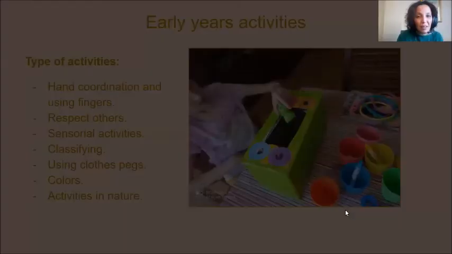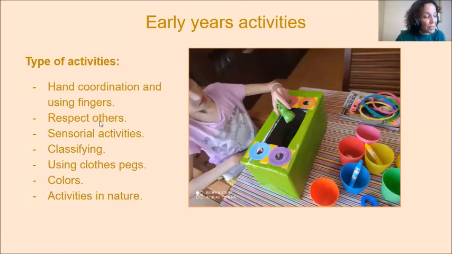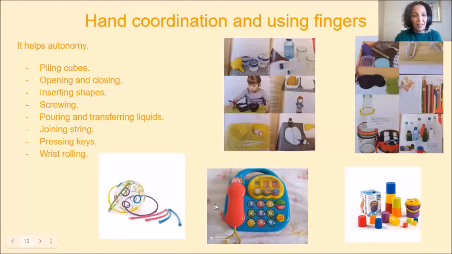Well, next we're going to see some activities that are very important all through the early years. They have to do with hand coordination, respect for others, some having to do with senses, and some others, as you see, in the field of classifying, using text, colors, and activities having to do with nature. Well, here are some examples of activities together with some pictures that help autonomy. By using hands and fingers, we need to coordinate movements, and this will help them in the longer run to be able to cook, to wash themselves, to write, things like that.